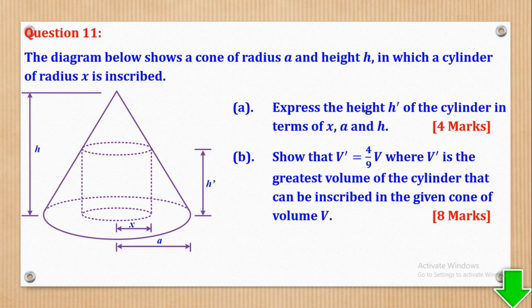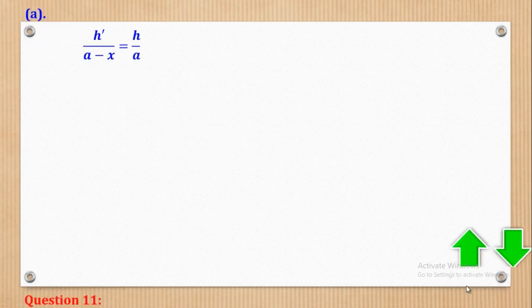So first we have to express h prime in terms of x, a, h. There we are going to use something called similarity. So let's see how similarity is used. We shall say that h prime over a minus x is equal to h over a. So how does it come about?